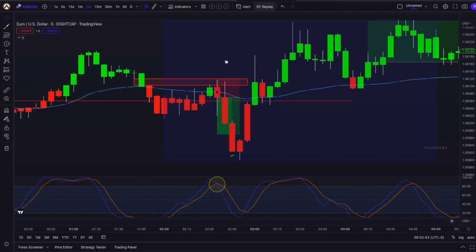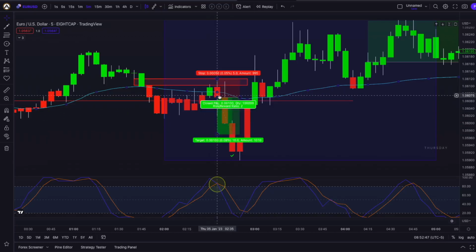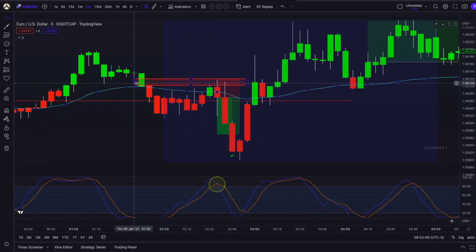Right after we got our entry signal on the British pound US dollar chart, I switched over to the Euro US dollar chart, and we also got a valid entry right here with a close below the VWAP, a retest of this bearish fair value gap here. Of course, that's not part of our strategy.